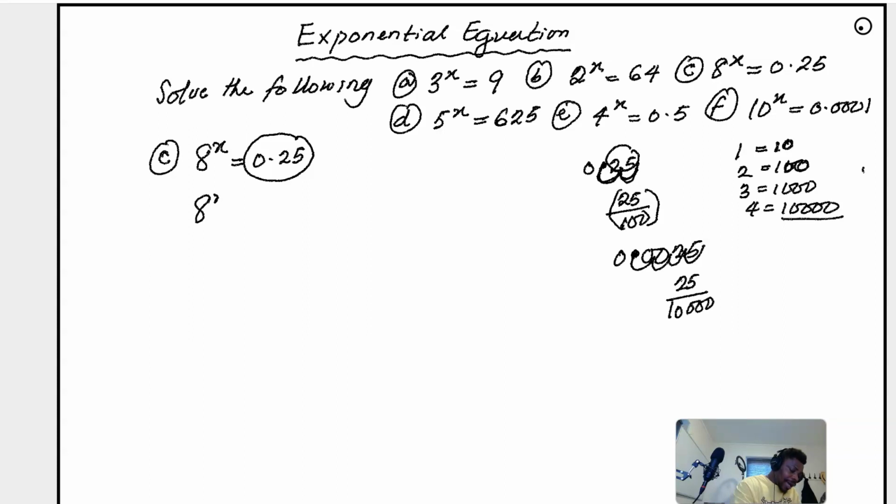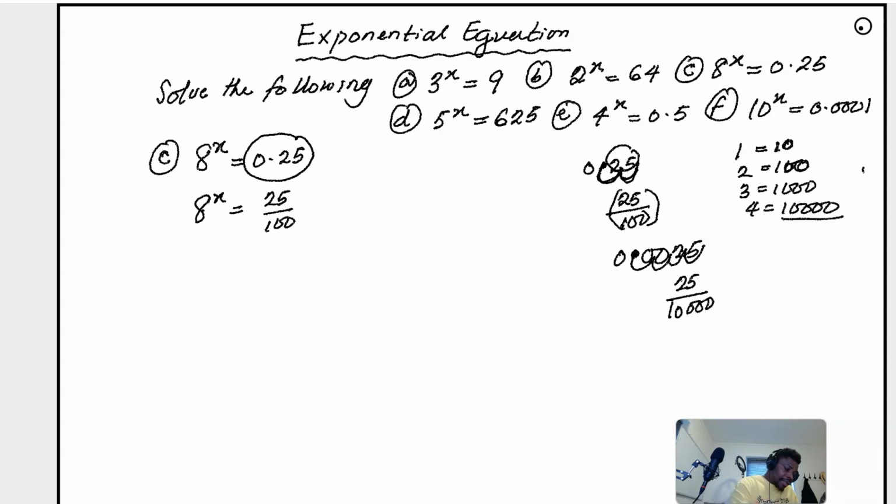So this is 8 raised to the power x is equal to 25 over 100. Now, what you always need to do whenever you are dealing with an exponential equation is to make sure you have both sides in their simplest form.